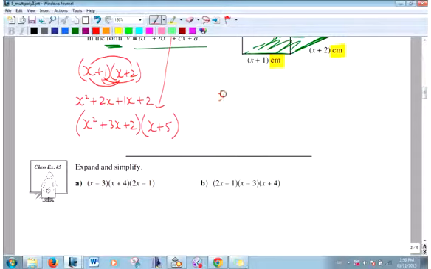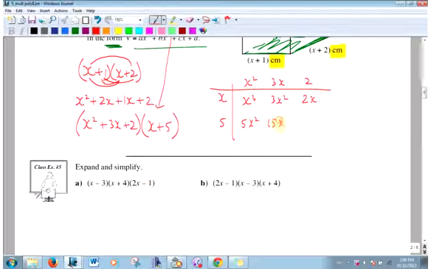All right? So on this side, I'm going to go x positive 5. On this one, I'm going to go x squared, 3x, and 2. This times this, x cubed. 3x times x, 3x squared. 2 times x, 2x. Bottom row, 5x squared, 15x, and 6. Annika? That's right.